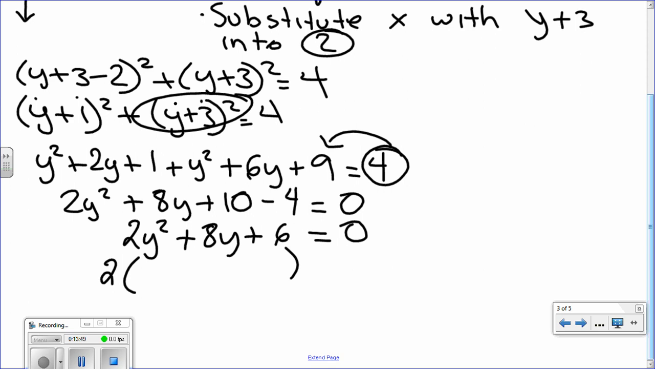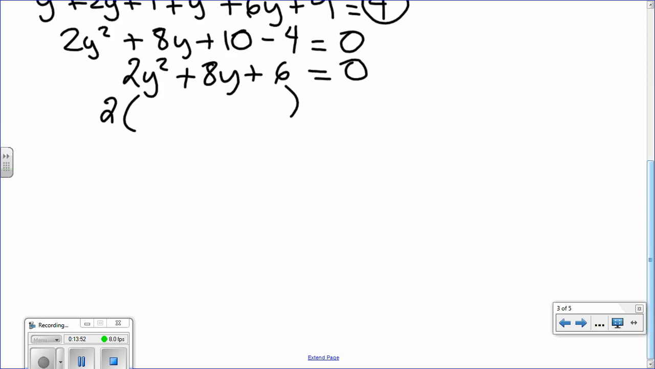We'll factor 2 from 2y squared. Remember, it's like we're dividing, right? So 2y squared divided by 2 is just y squared. 8y divided by 2 is 4y. And then 6 divided by 2 is 3.